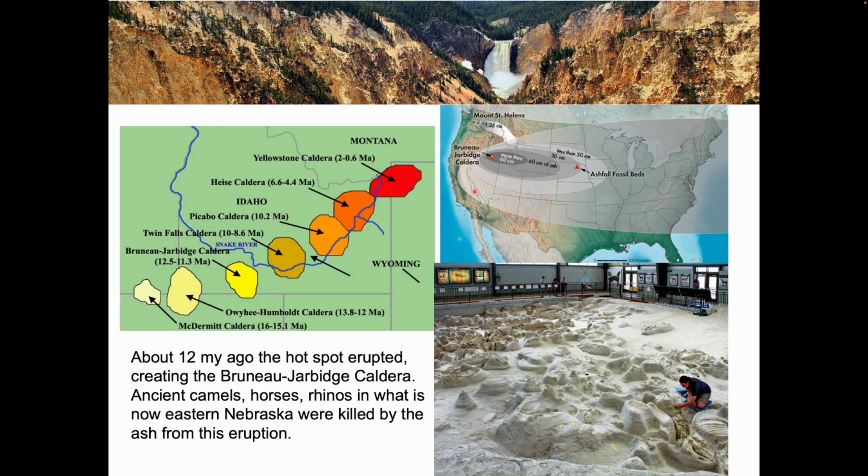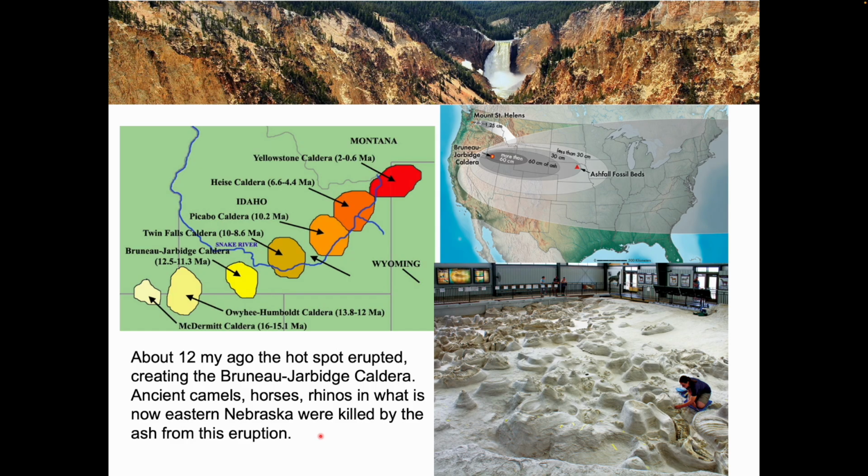And then traces of that eruption are found all across the eastern United States. The eastern 2/3 really of the US is covered by ash from that eruption. And in Nebraska, where we had, again, about a foot of ash fall, ancient camels, horses, and rhinos were killed by the ash from this eruption, both by starvation following the death and burial of all of the plant life that was there, but also just because the atmosphere became unbreathable.